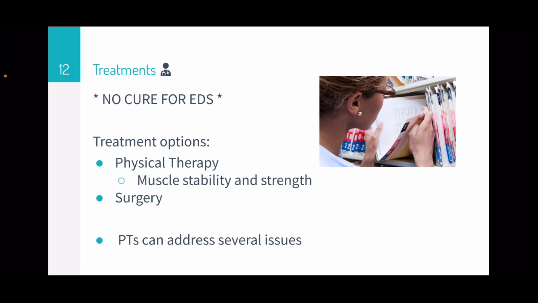Another more serious treatment can be surgery. It addresses the same issues, but in a more invasive way.